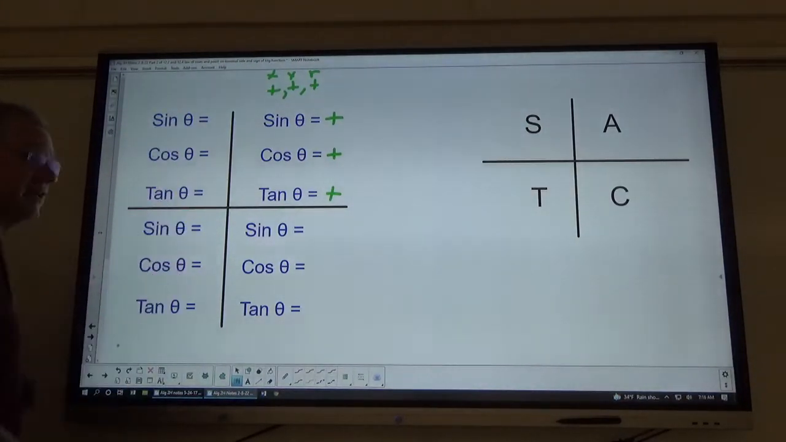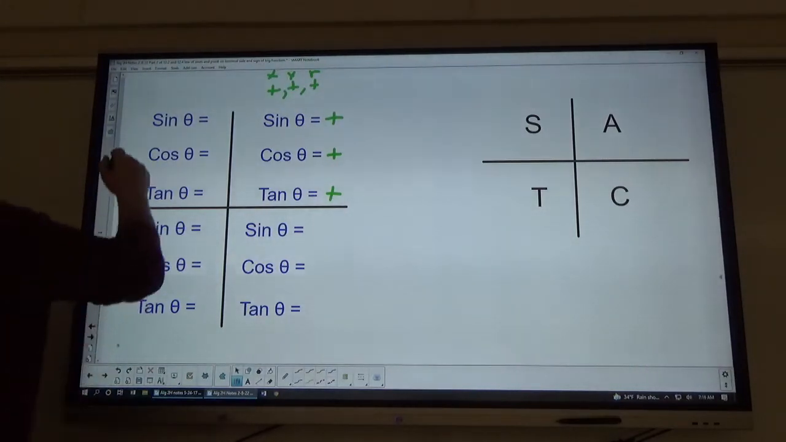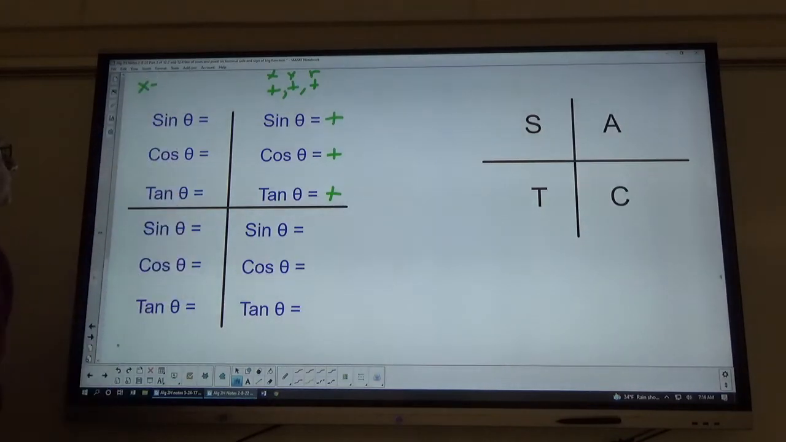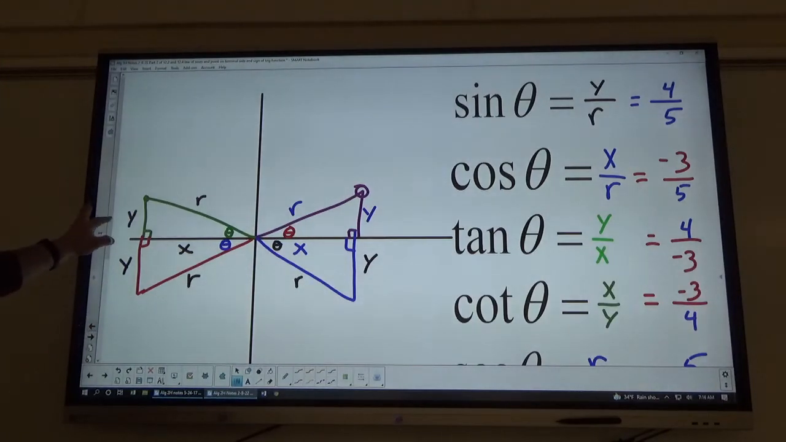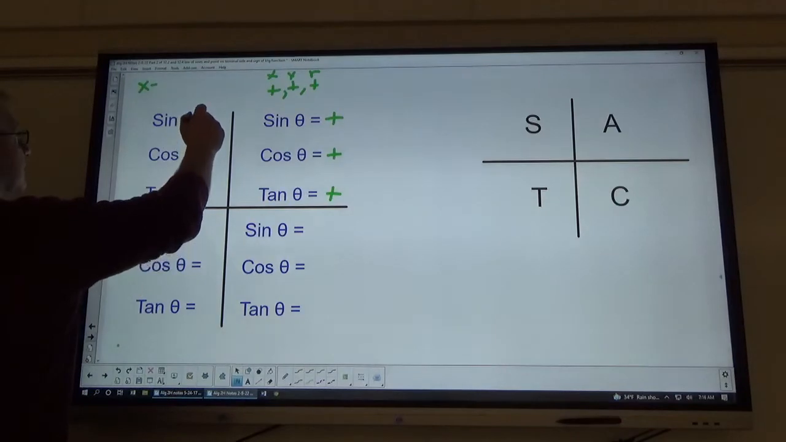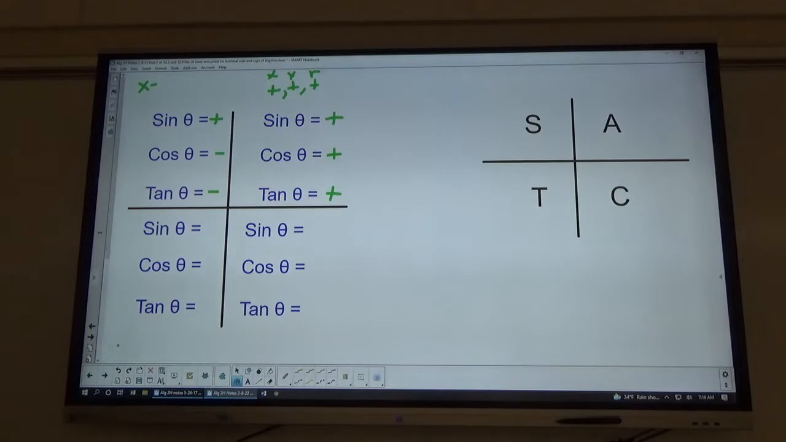In the second quadrant, x is negative, but y and r are positive. So if x is negative, what includes x? Well, let's go back here. Cosine includes x, tangent includes x, and sine does not. So sine is positive, but cosine and tangent are negative. We'll talk about what's on the right in a minute.